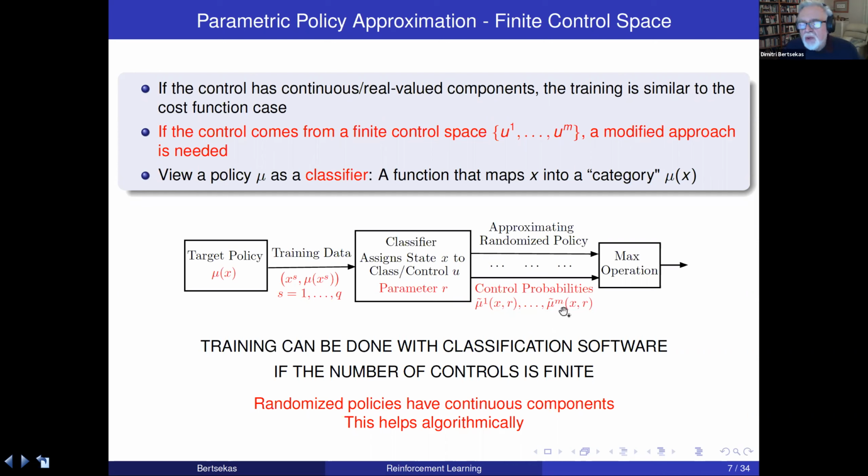But this will not concern us because we're not going to deal with the problem of classification and the algorithms for doing that in this course. We're going to leave parametric policy approximation at about this stage, and we're going to focus on cost function approximation in what follows in this lecture. Are there any questions?